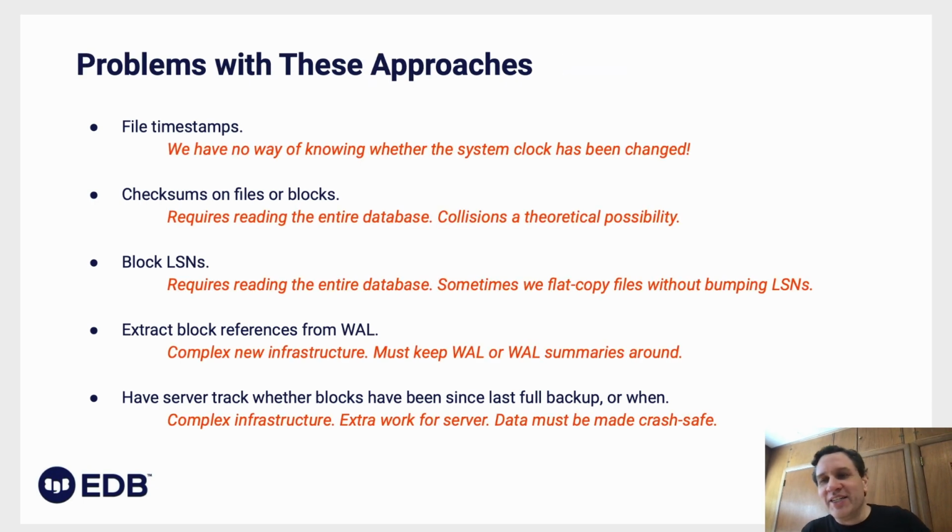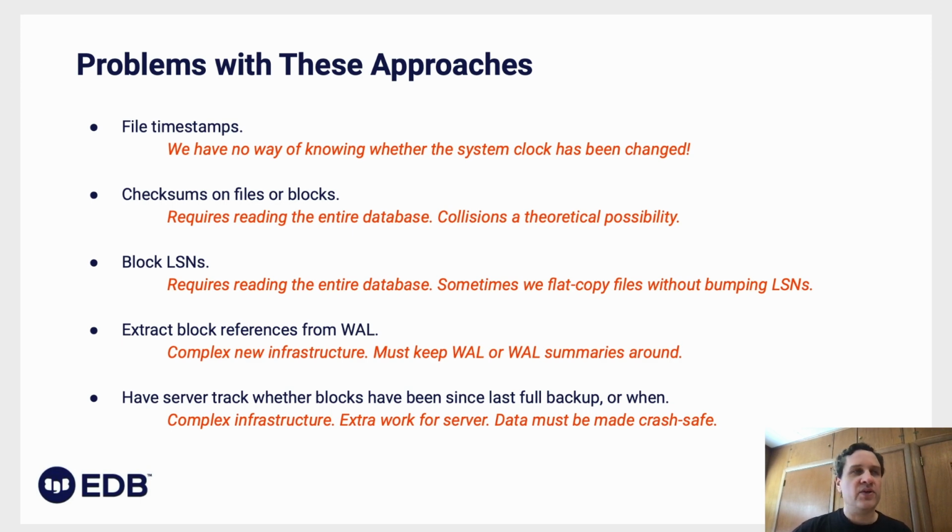But unfortunately, all of these strategies have problems, and in my opinion, all of them have fairly serious problems. The problem with file timestamps is that we really can't tell whether the system clock had been changed. It probably hasn't been. In 2022, most people are going to have reliable time synchronization, and they're not going to go fiddling around with the system clock by hand.